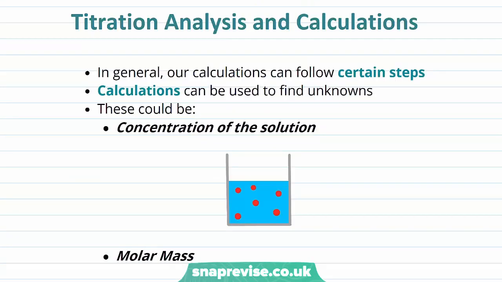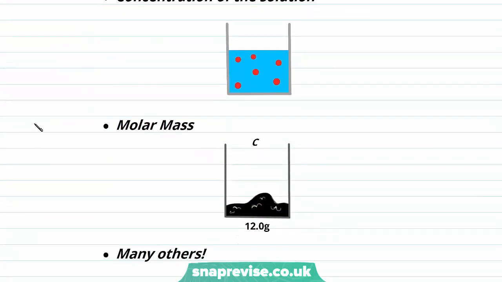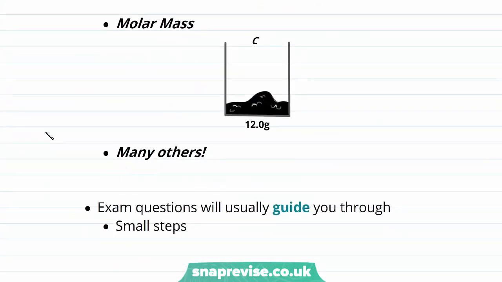So let's have a look at titration analysis and the calculations that we can carry out. In general, these calculations can follow certain steps, and I'll show you how our calculations can be broken down in these easy to follow steps. Calculations can be used to find unknowns. These unknowns could be the concentration of the solution, the molar mass, and many other things. Exam questions will usually guide you through. It will give you small steps to follow, so don't be worried if a big titration calculation comes up.